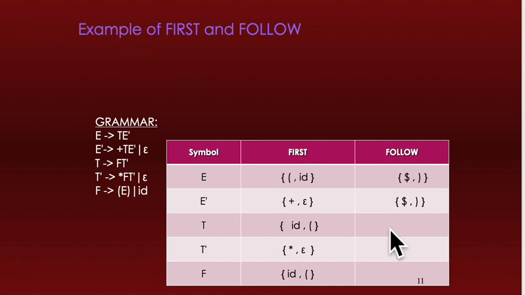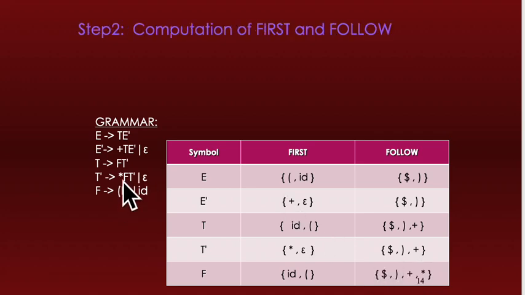Follow of T is first of E dash, where we got plus. First of T dash is star and epsilon. So we eliminate epsilon and then include the next follow symbols: dollar, close parenthesis, comma, plus. Follow of T dash is also star, plus, and for F we have follow of F is follow of T dash. So this is how you get the follow sets: star, plus, close parenthesis and dollar. So this is the second step to compute first and follow for the given grammar.